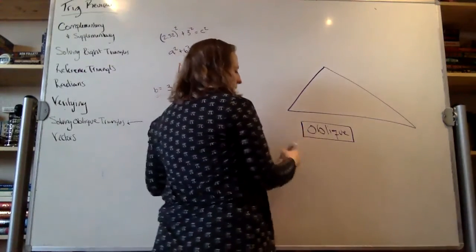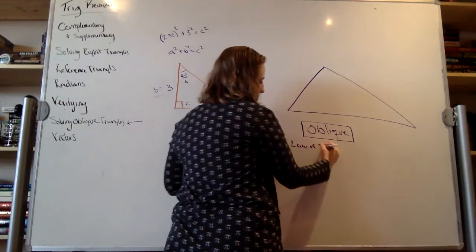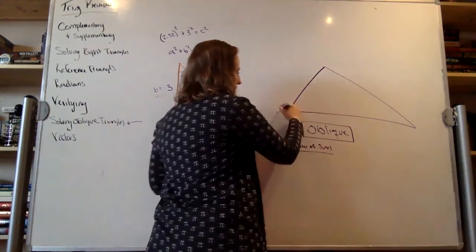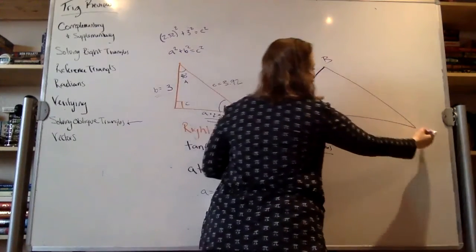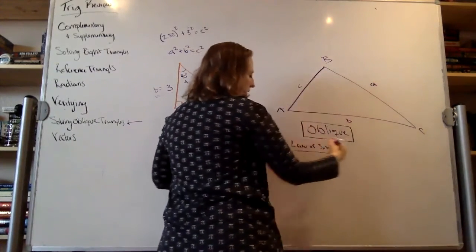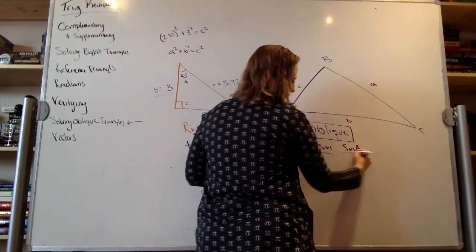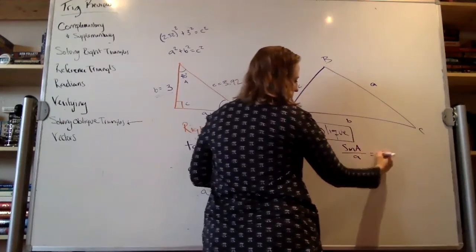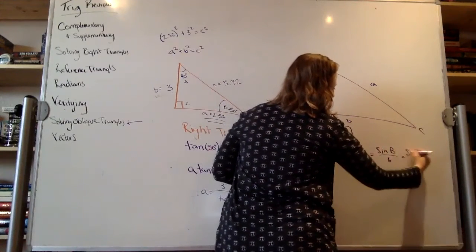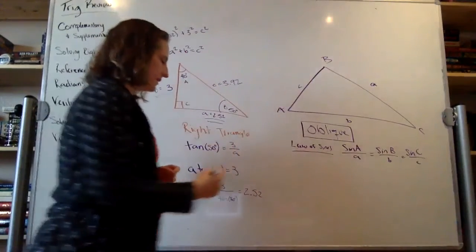But again, when we solve oblique triangles, we use our law of sines. So our law of sines says that for any triangle A, B, C, so that means side lengths are A, B, C, the following relationships are true. Sine of angle A over side length A is equal to sine of angle B over side length B is equal to sine of angle C over side length C. That's our law of sines.